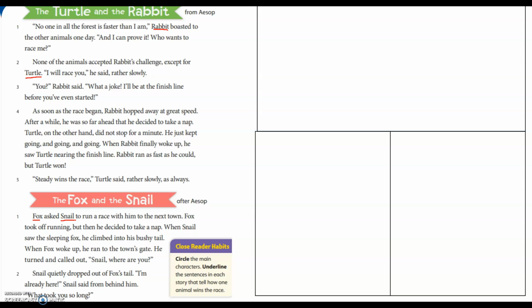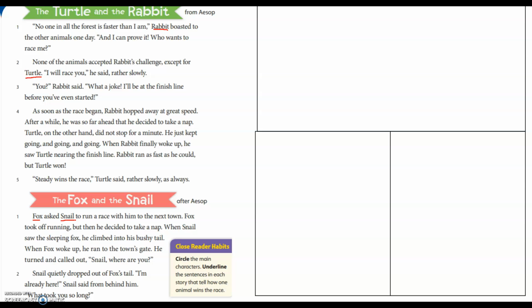When Snail saw the sleeping fox, he climbed into his bushy tail. When Fox woke up, he ran to the town's gate. He turned and called out, Snail, where are you? Snail quietly dropped out of Fox's tail. I'm already here, Snail said from behind him. What took you so long?